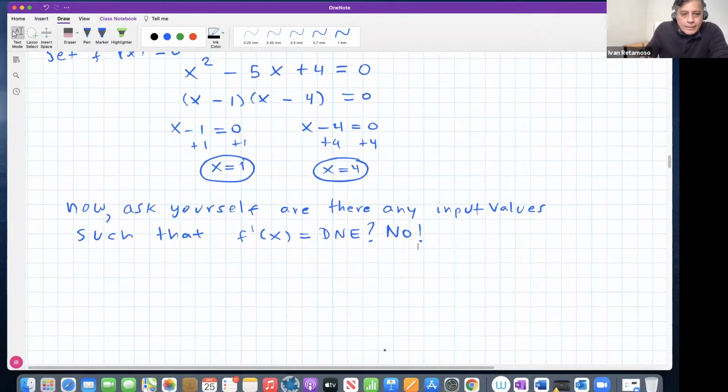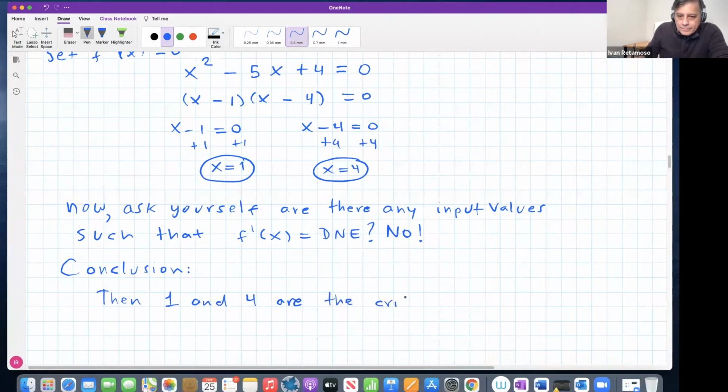So conclusion: the critical points of f of x are 1 and 4. That's it. Okay. Very good, guys.